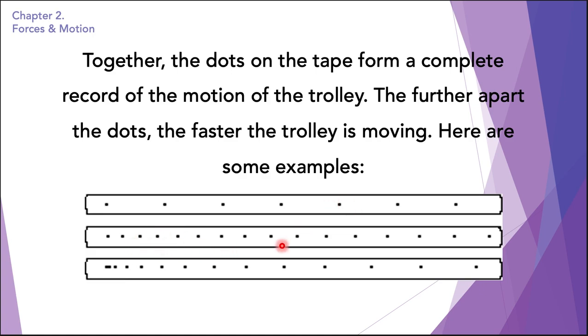So as you can see, in this one we have some closer dots over here and the dots just get further apart as it moves over here. So this is an example of acceleration. The trolley's speed has increased. And this one is also an example because the dots are so close over here at this point, and as it moves along, they get further and further away from each other. So the speed is increasing.